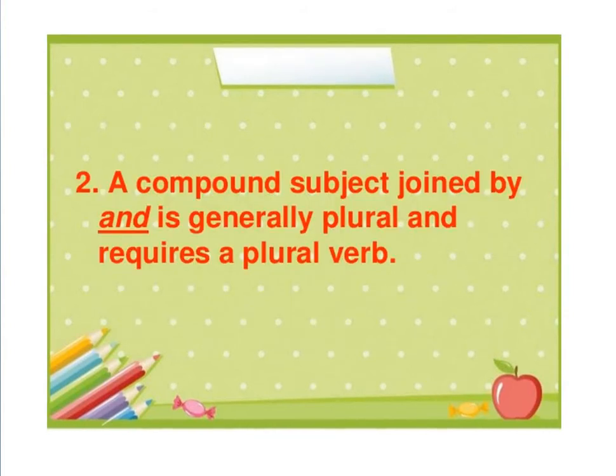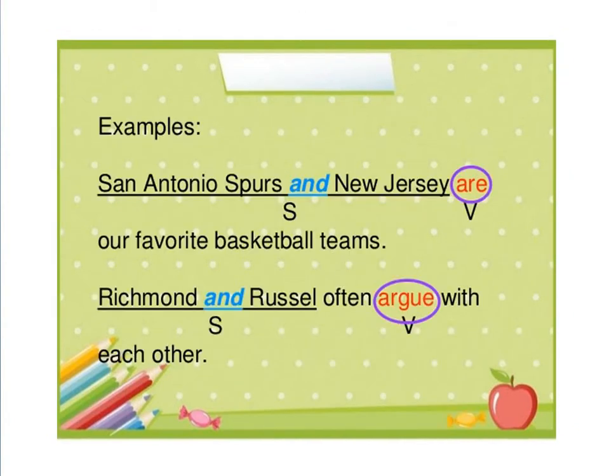Second, a compound subject joined by "and" is generally plural and requires a plural verb. So we have many compound subjects which are joined by "and", are taken as plural, and then it requires a plural verb. Let's take an example: San Antonio Spurs and New Jersey are our favorite basketball teams.